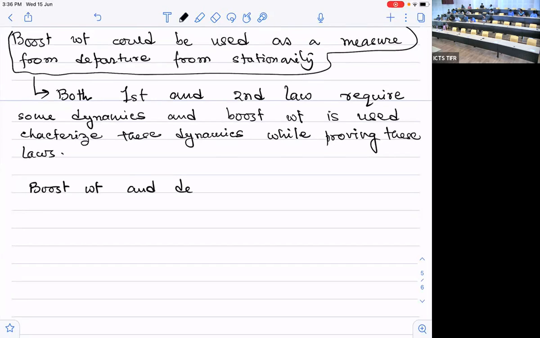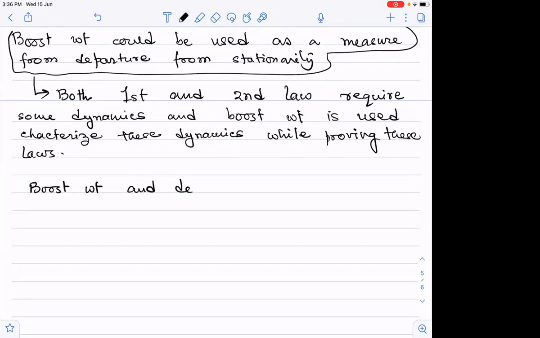I had a question. When you depart from stationarity, won't the boost symmetry be broken? Yeah, it will be broken, and I can figure out how much it is broken, and that's how I'll measure the departure from stationarity. Basically, I'll check whether the boost symmetry is there or not, in some sense, but in a quantifying way. I see. Thanks.